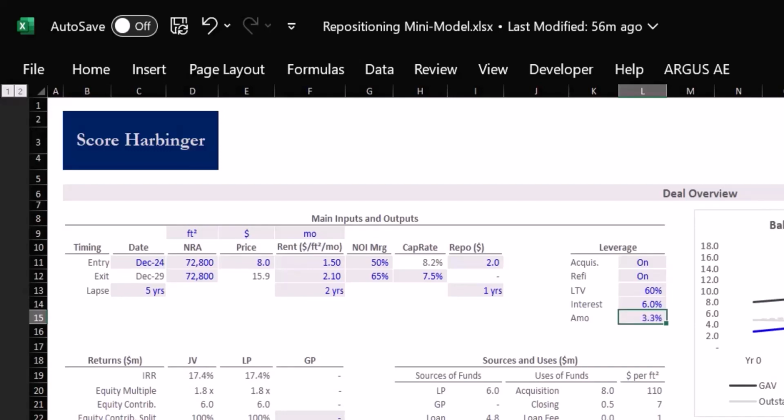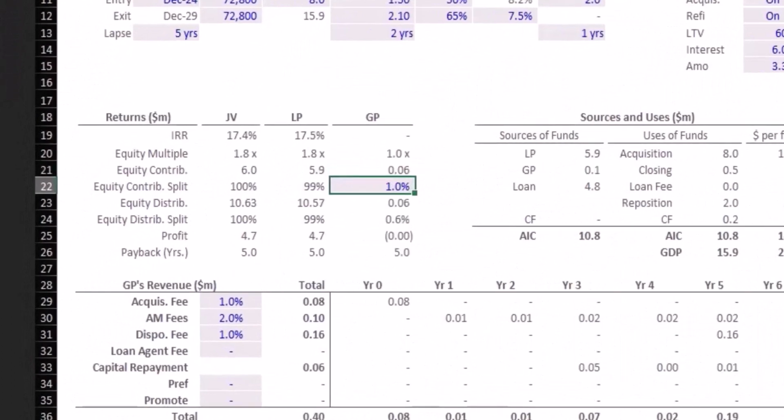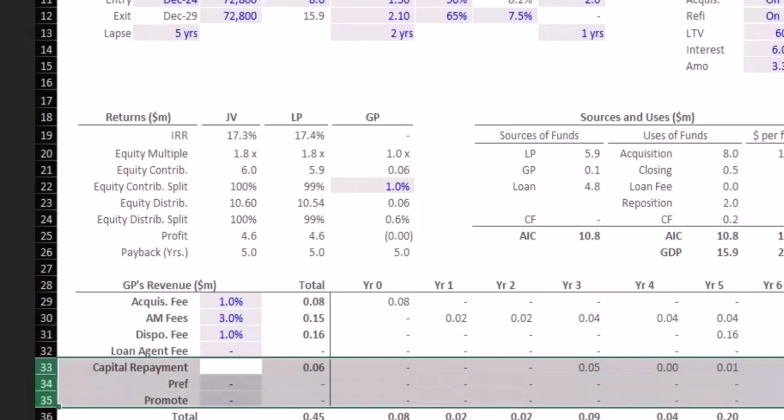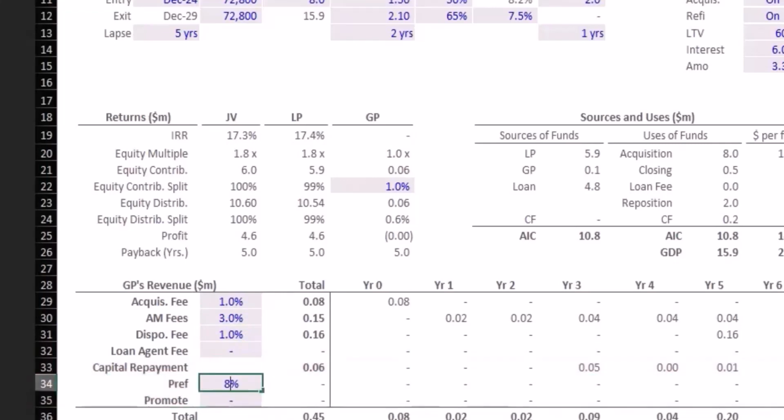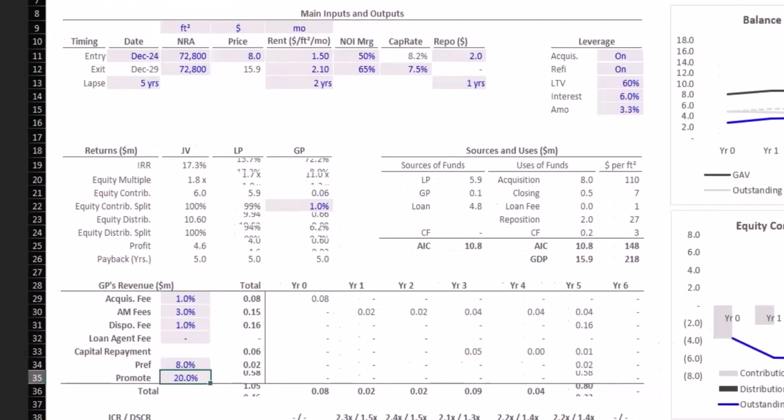Let's assume that the general partner would contribute 1% of the total equity requirement and that he would charge the following fees: a 1% acquisition fee, a 3% asset management fee, a 1% disposition fee, and no loan agent fee. In terms of the waterfall drivers, let's assume an 8% preferred return and a 20% promoted interest.